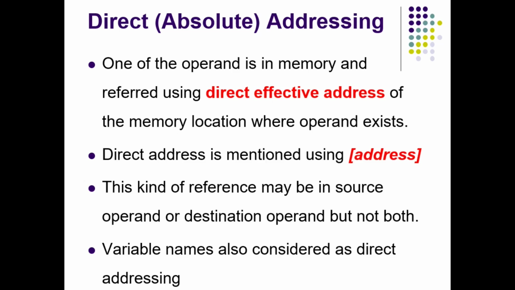So in the direct addressing mode, the effective address of the operand which is stored in the memory, we directly mention in the instruction. That is why it is called direct addressing mode. So how do you mention that effective address directly in the instruction? By using square brackets. The number, 1234H for example, is the address of the memory location. That actual address we mention in the instruction within square brackets.